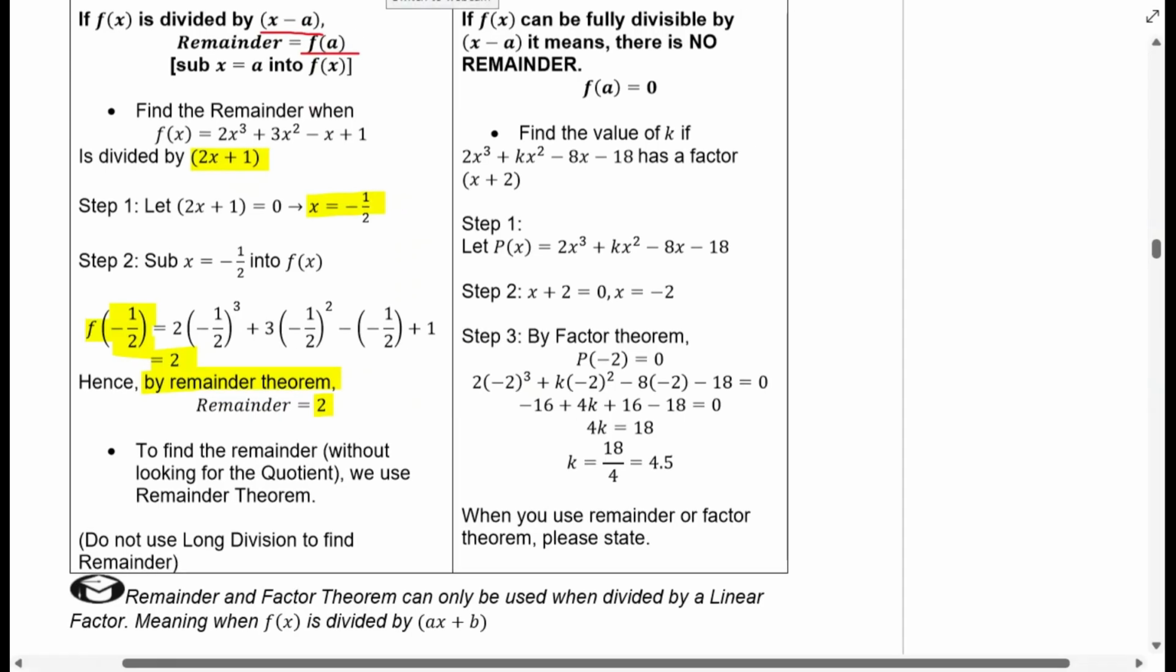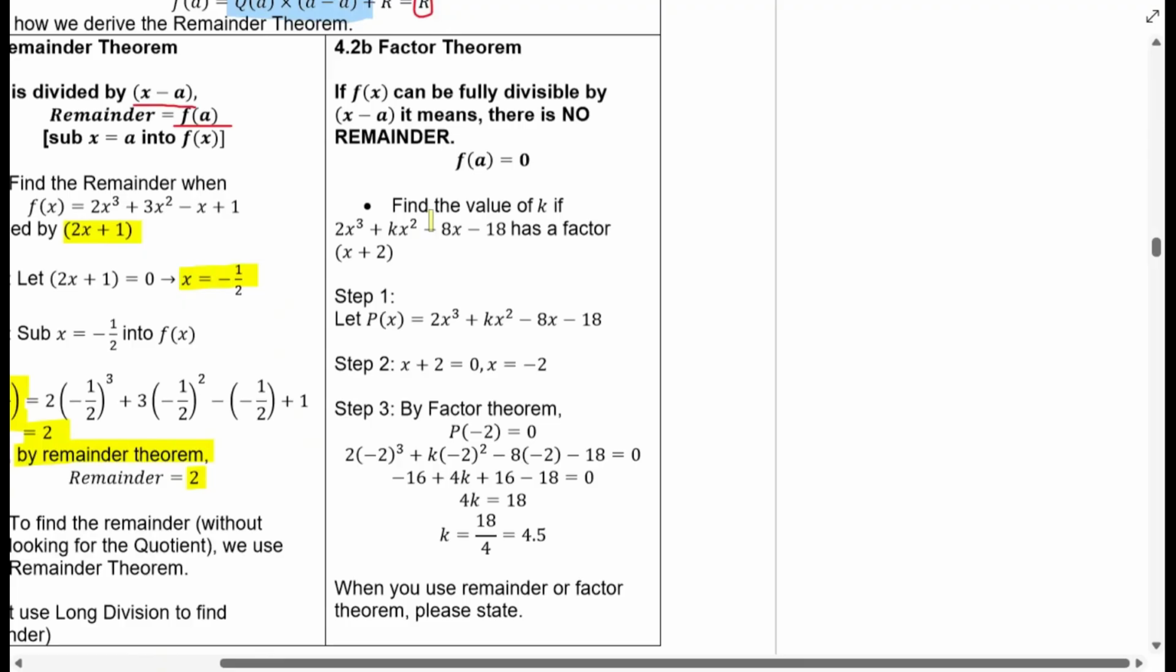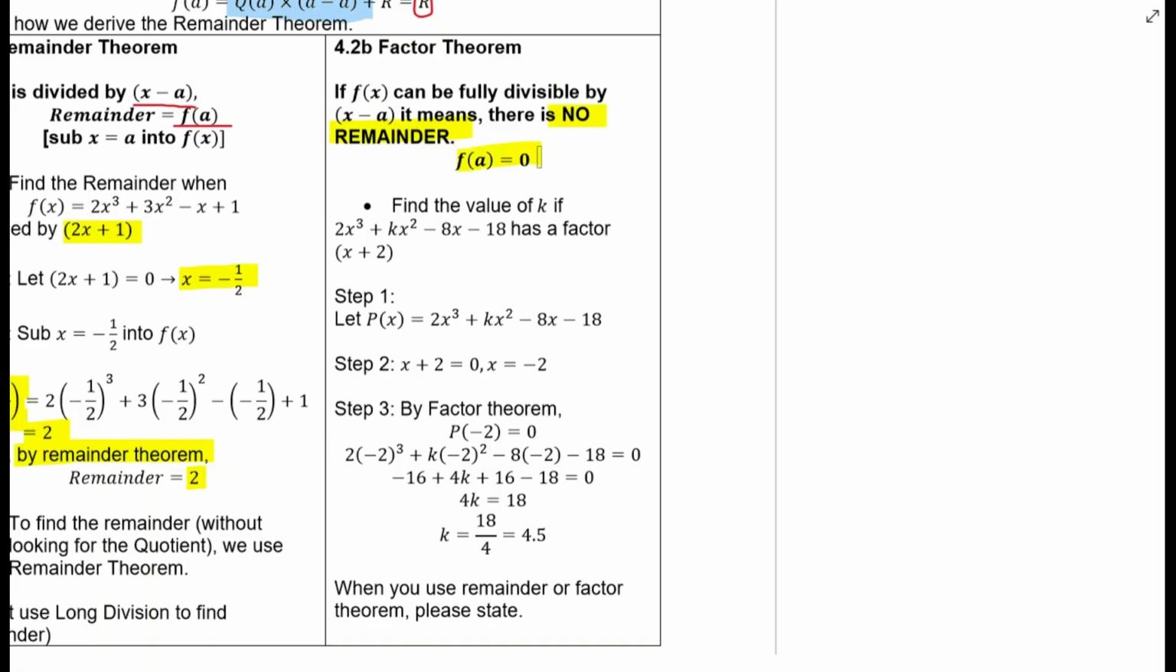So now let's move on to factor theorem. So what is a factor? A factor means a number will be exactly divisible by its factor, right? Like for example, if 4 is a factor of 20, it means 20 can be exactly divided by 4, which gives you 5. Therefore, when something is divided by its factor, there will be no remainder. So f(a), which means you substitute a into f(x), will equate to 0 because there is no more remainder. It means remainder equals to 0.